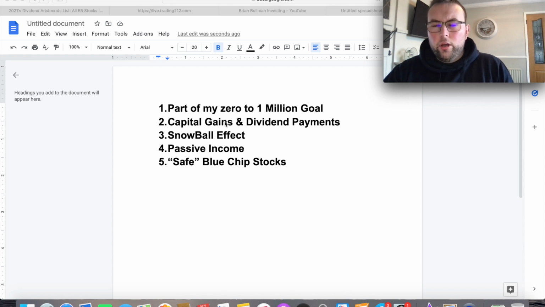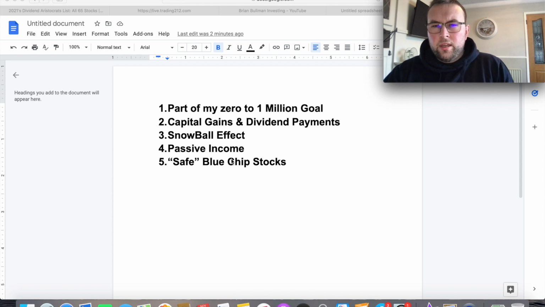And that brings you on to point 3 as well, the snowball effect. Now, through these dividend payments, they'll automatically reinvest back into the stock. Effectively, each time we'll be getting more and more, or higher dividend payments, should I say, which eventually will compound and have a fairly big snowball effect over the years to come. So that's one of the main reasons here as well.